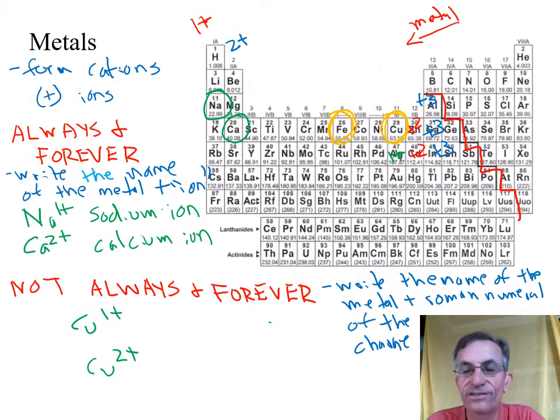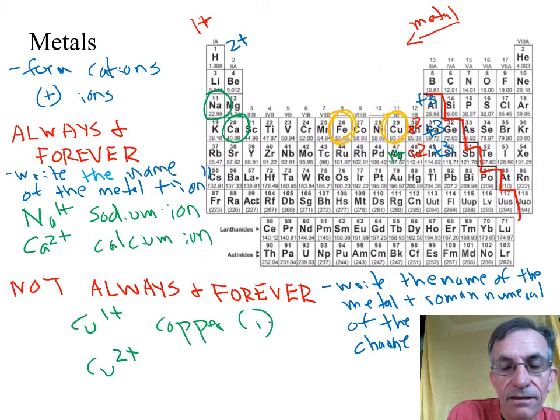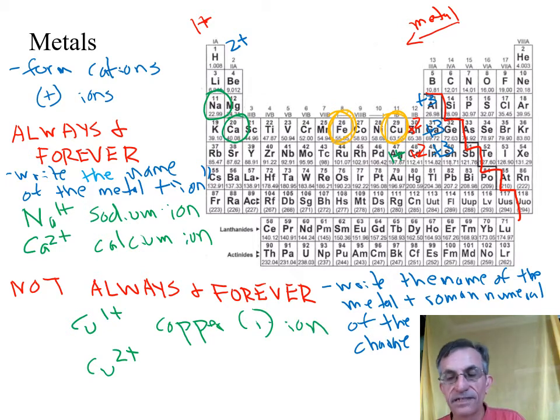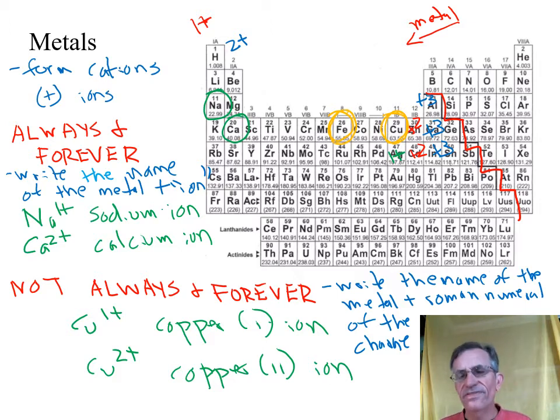So you've got to tell me which one you're thinking of. The way you're going to do that is you're going to have to use a Roman numeral, because copper doesn't always do the same thing. If you don't tell me, how am I supposed to know? So the top guy is called copper 1. And the other version that happens in nature is called copper 2. Copper Roman numeral 2.